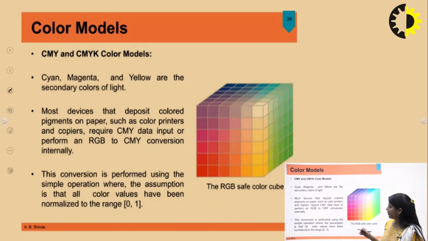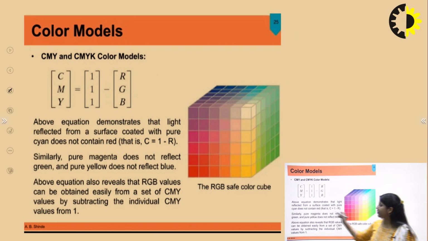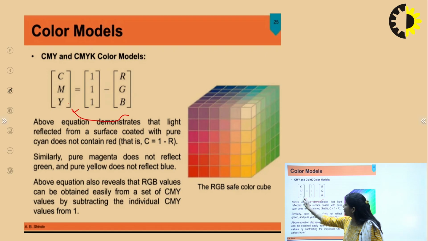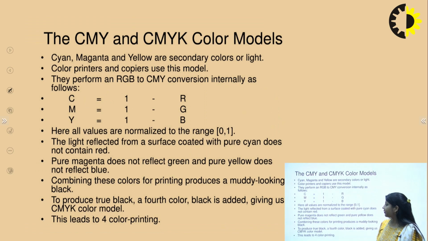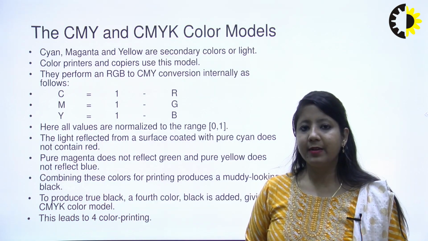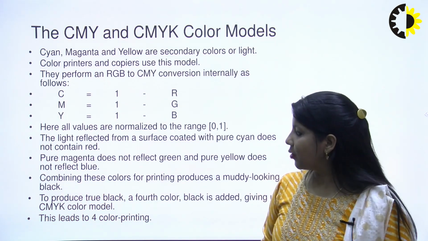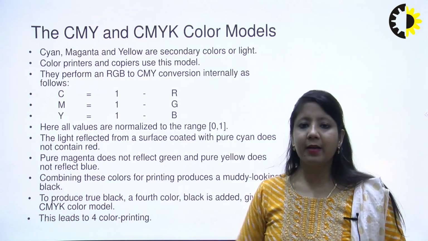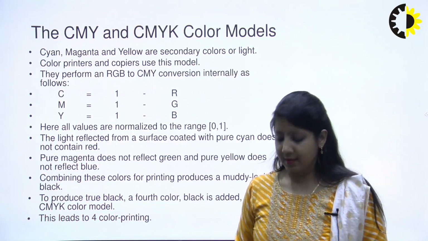We can also convert this if we want to calculate the CMY model, by subtracting RGB from 1. These are complementary, so we can convert by subtracting from 1. This is the conversion of CMY to RGB or RGB to CMY model. So this is all about the basic fundamentals of color image processing. Thank you.